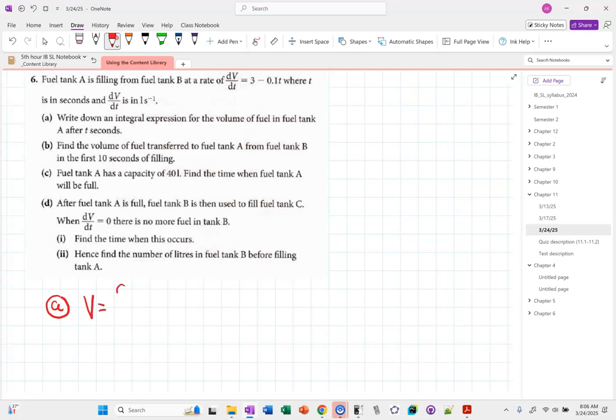Well, I know that volume is just going to be the integral of dV/dt with respect to time, right? Everybody's okay with that? That to get a volume, we integrate a rate. So dV/dt we know is 3 minus 0.1t.